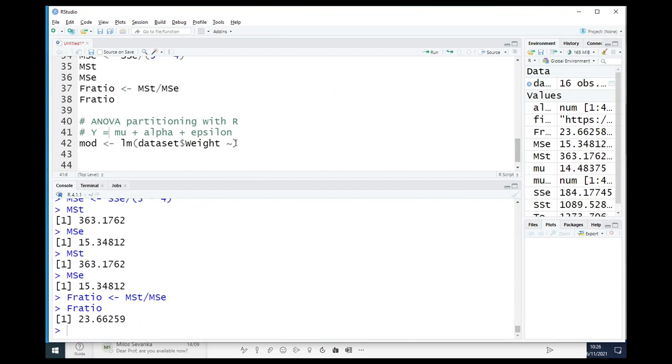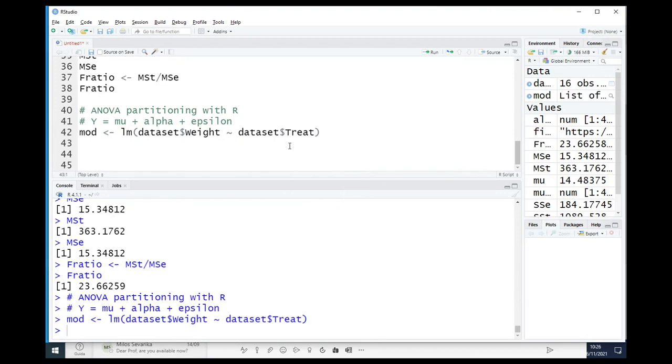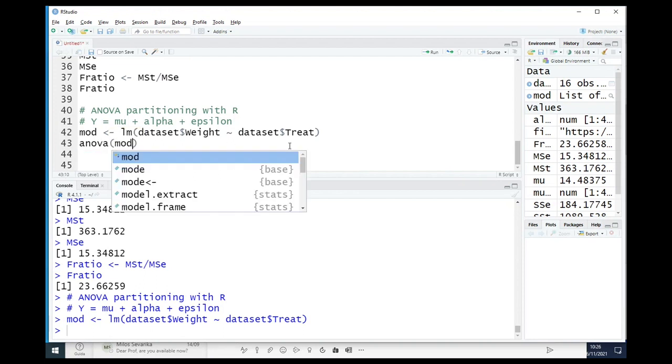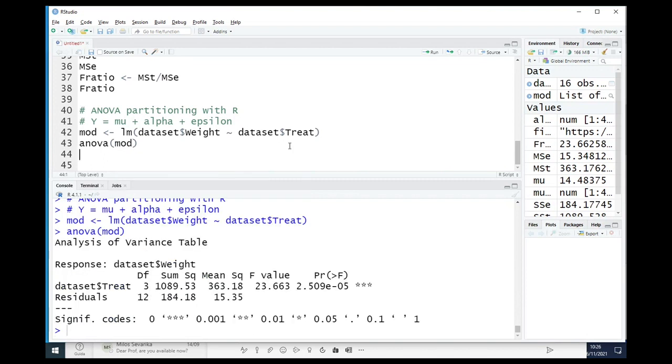Once you got the tilde, you don't need to write the intercept because it's fitted by default. You just have to write the factor variables, dataset and treatment. This is our fitted model object now, and we can explore it with the anova function, and this gives us exactly the variance partitioning we have done before by hand.